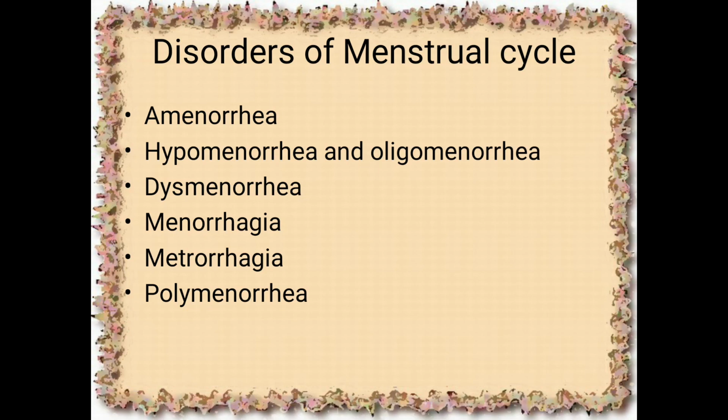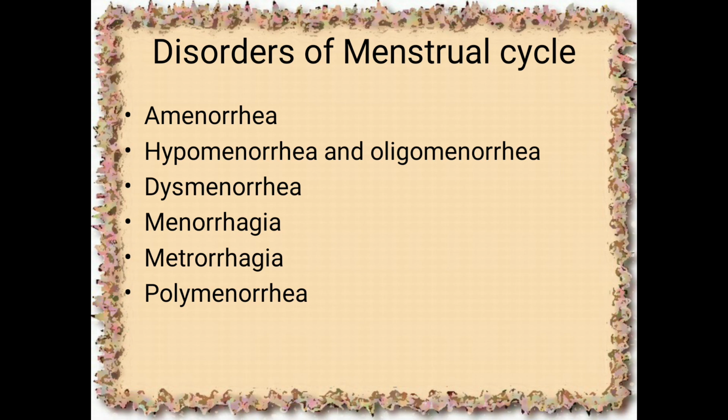Next comes the disorders of the menstrual cycle. You have amenorrhea, hypomenorrhea, oligomenorrhea, dysmenorrhea, menorrhagia, metrorrhagia, polymenorrhea. What is amenorrhea? Absence of the menstrual cycle is referred to as amenorrhea. It has primary and secondary amenorrhea. Primary amenorrhea means when menstruation has never occurred. Secondary amenorrhea means the woman previously had normal cycles, but currently the menstrual cycle stops.